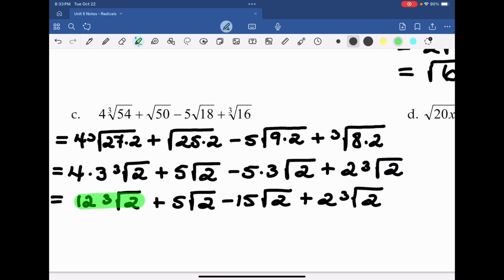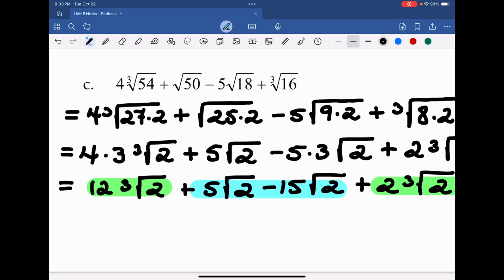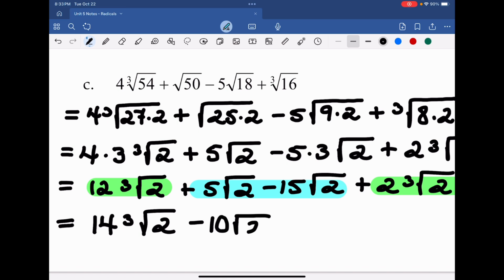Well, if we see the cube roots, they both have a cube root and a radicand of 2, so these are like terms. Our other like terms are our square root terms that include not only an index of 2, but a radicand of 2. So if we see those things, we can add or subtract these. We're going to go 12 plus 2 cube root is 14 cube root of 2. Our 5 minus 15 is negative 10 square root of 2.